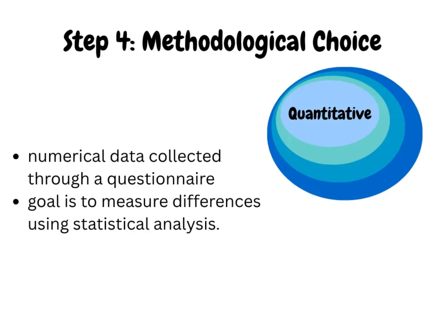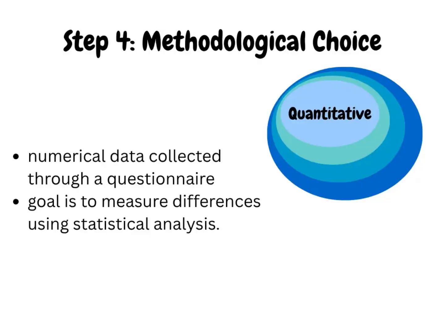Here, the researcher decides what type of data will be collected. In this study, the methodological choice is quantitative research. More specifically, it is a mono-method quantitative design. This means the study relies on one type of data, numerical data collected through a questionnaire. Quantitative research is appropriate here because the goal is to measure differences using statistical analysis.